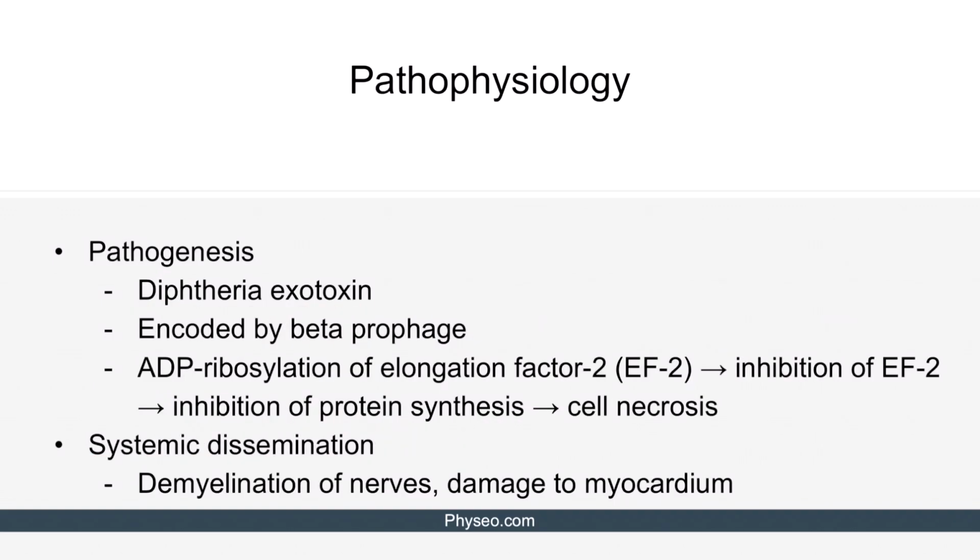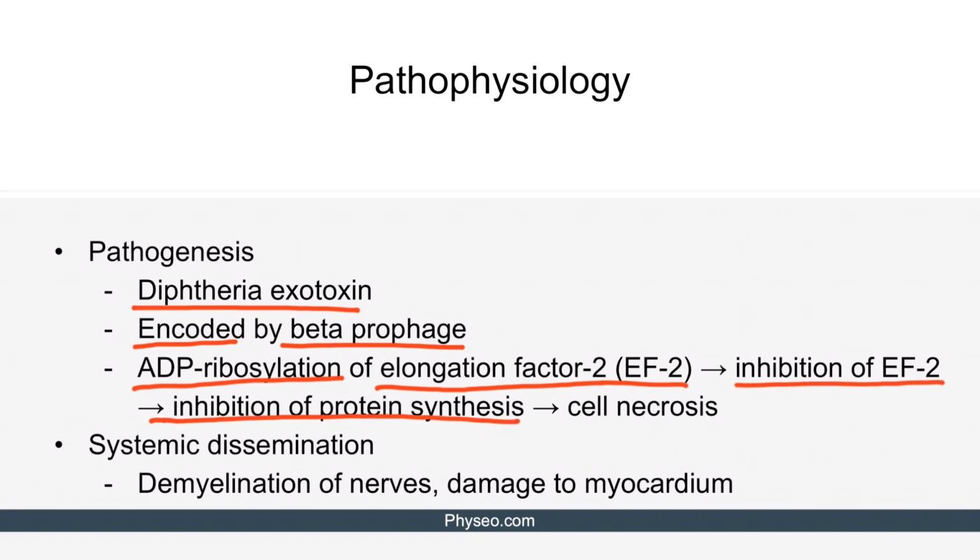Okay, moving on to pathophysiology. Bacteria invade the respiratory mucosa and release diphtheria exotoxin that's encoded by the beta prophage gene. This causes ADP ribosylation of elongation factor 2. EF2 is an important protein for protein synthesis, specifically in the elongation process of translation. Therefore, the inhibition of EF2 leads to the inhibition of protein synthesis, ultimately leading to cell necrosis.